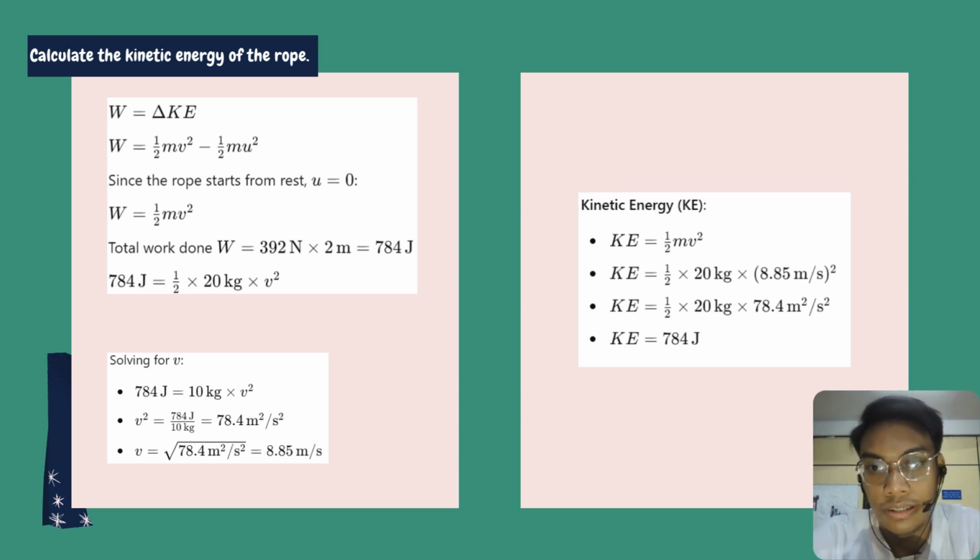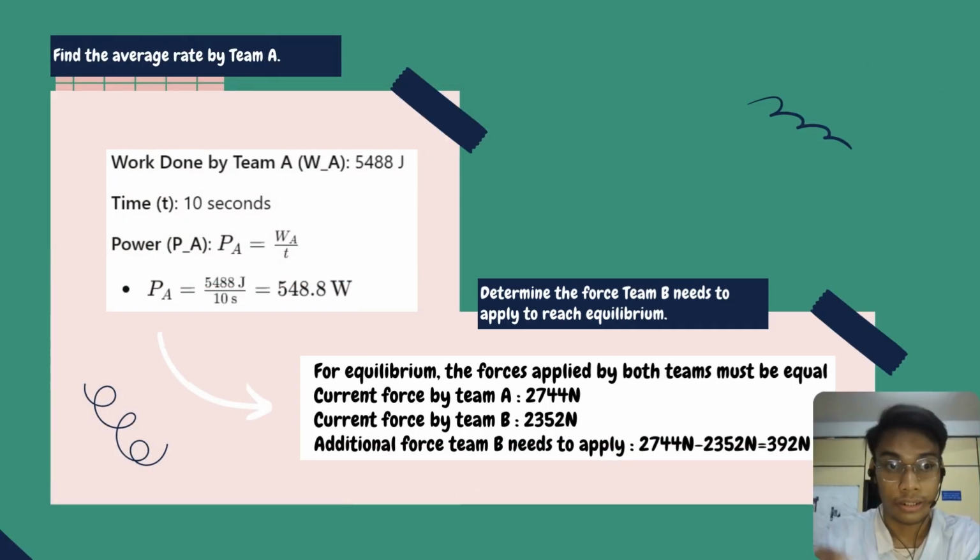So now we can find the kinetic energy. Substitute into the formula, 1/2 multiplied with 20 kilogram multiplied with 8.85 squared, and get the answer for kinetic energy, which is 718.4 Joule.